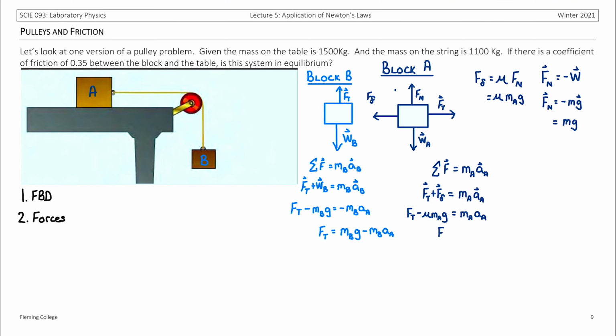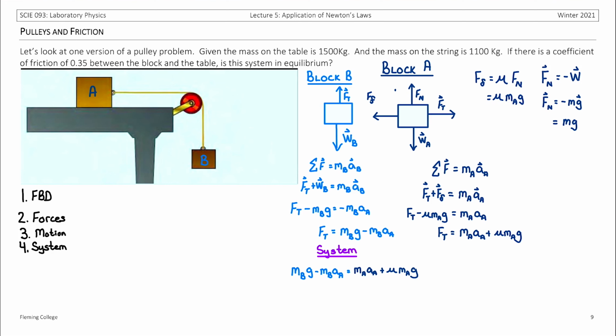Rearranging for tension, we get that the mass of block A times the acceleration of block A plus the coefficient of friction times the mass of block A times gravity. And now we consider the system, setting these two things equal to each other. Again, you may have noticed we skipped over the consideration of motion. And again, that's because when we solve our system, we'll solve for acceleration and we have no further considerations here.